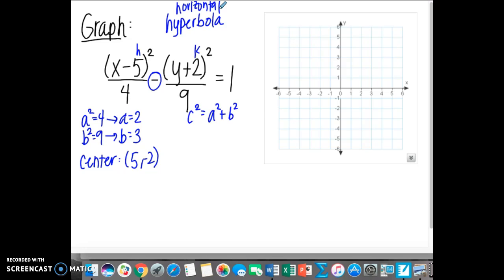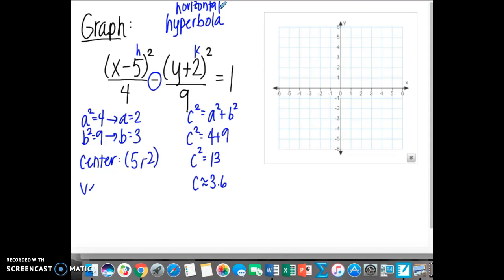Biggest thing there, the plus, the sign change. So going ahead and filling in our values, we're going to have c squared equals 4 plus 9. 4 plus 9 is 13. So c squared equals 13. Then solving for c, we just need to take the square root of that. So the square root of 13 is equal to about 3.6.